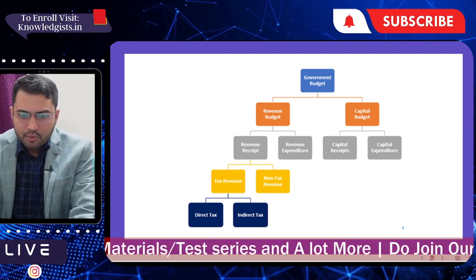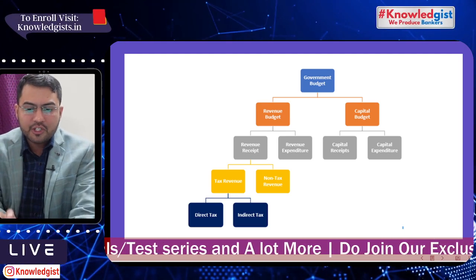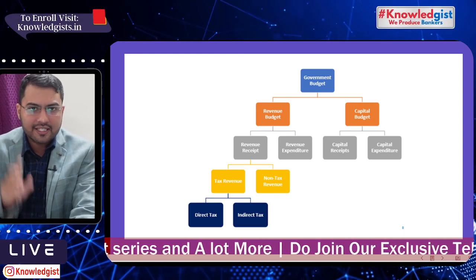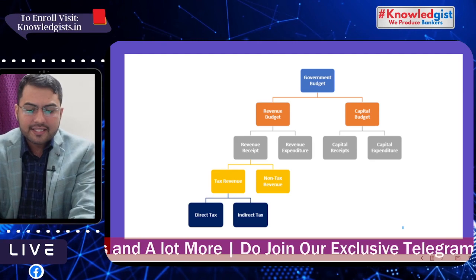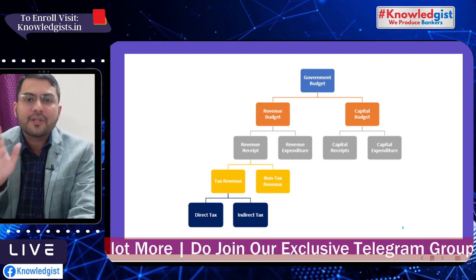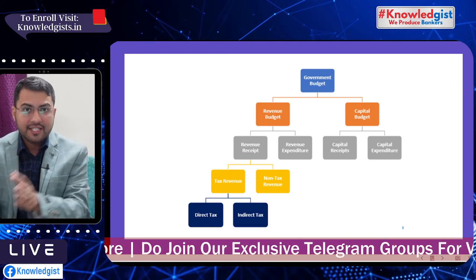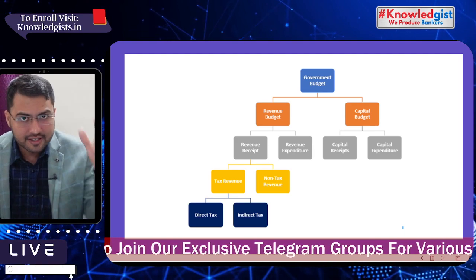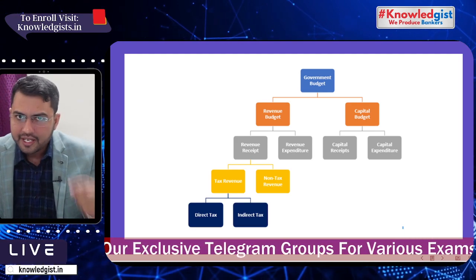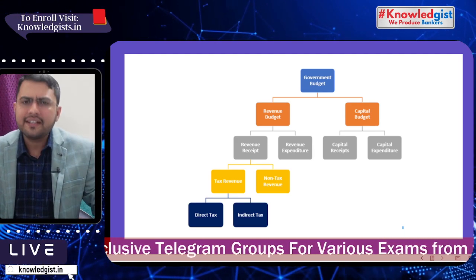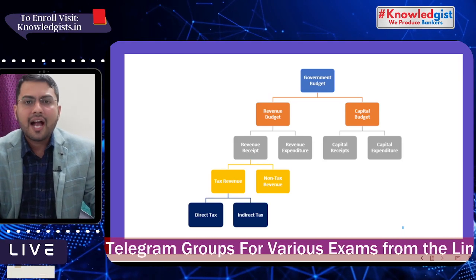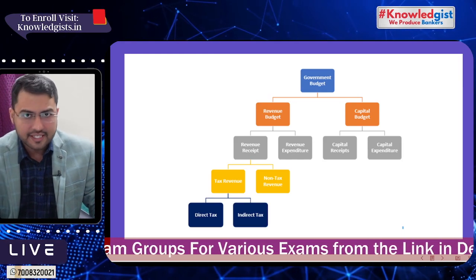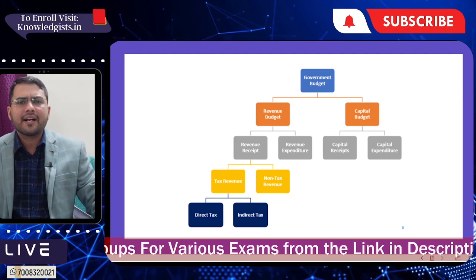So these are the components you can see on the diagram: revenue budget, capital budget. Revenue receipt has two parts: tax revenue and non-tax revenue. Tax revenue again has two parts: direct tax and indirect tax. Direct tax, the income tax you pay, is called direct tax, and indirect tax is GST and other value added taxes. Nowadays there are no more value added taxes.